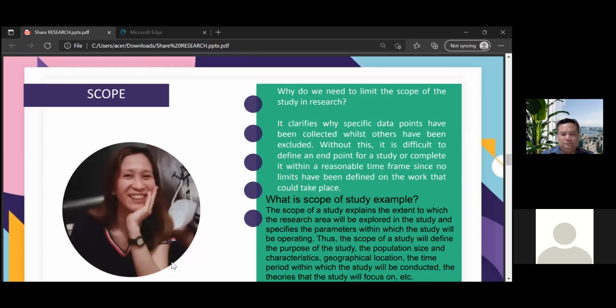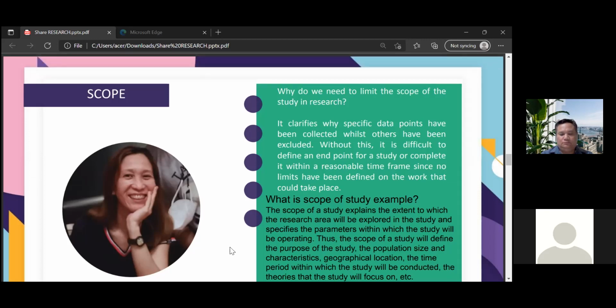Okay, what is the scope of study example? Here, the scope of study explains the extent to which the research area will be explored. The study specifies the parameters within which the study will be operating. Thus, the scope of a study will define the purpose of the study, the population size and the characteristics, geographical location, the time period within which the study will be conducted, the theories that the study will focus on, and others.